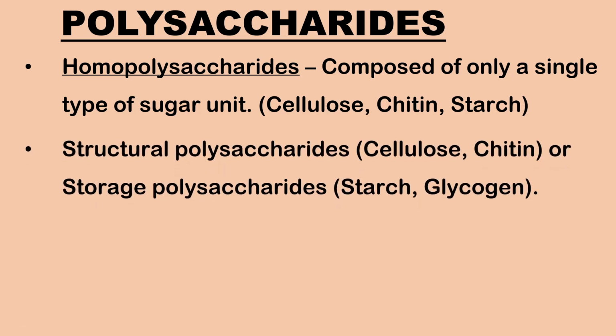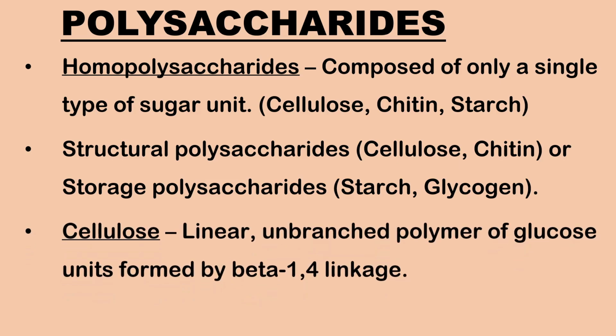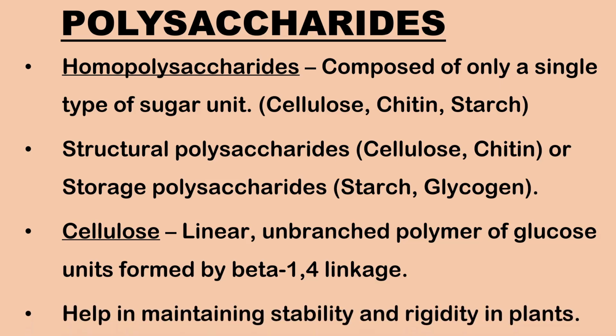Depending upon their function, they are classified into structural homopolysaccharides, example cellulose, chitin, and storage homopolysaccharides, example starch, glycogen. Cellulose is a linear, unbranched polymer of glucose units joined by beta-1,4 linkages. In plants, cellulose helps in maintaining stability and provides rigidity to cells, organs, and organisms.